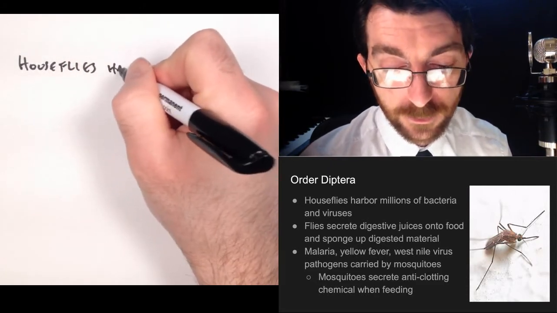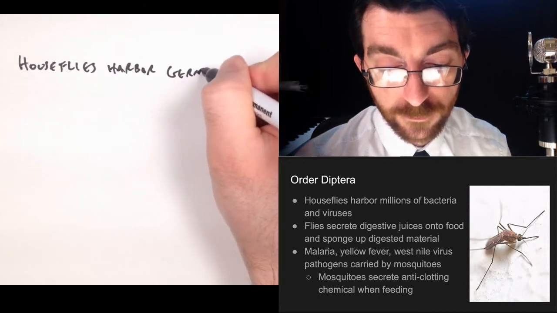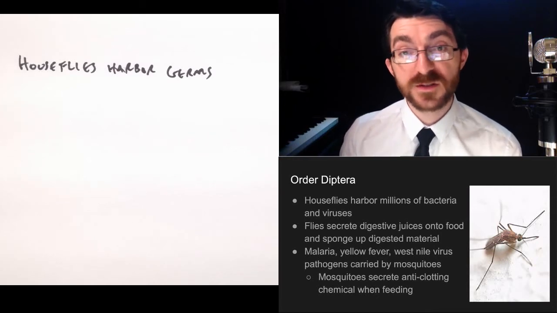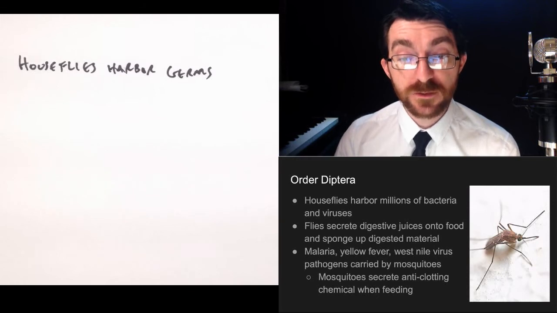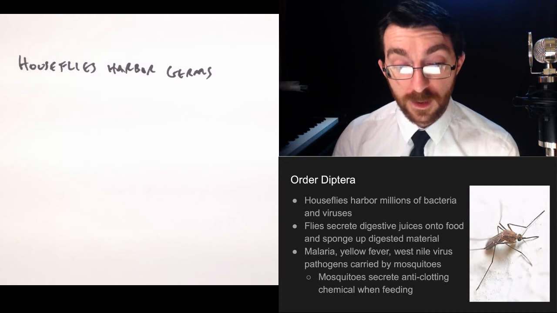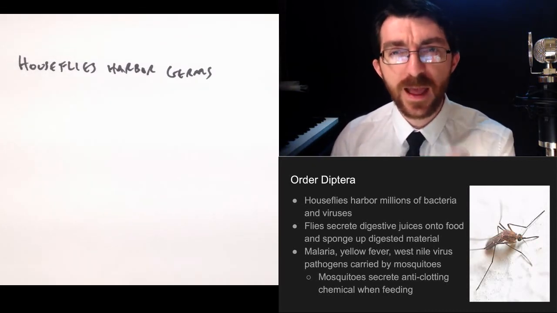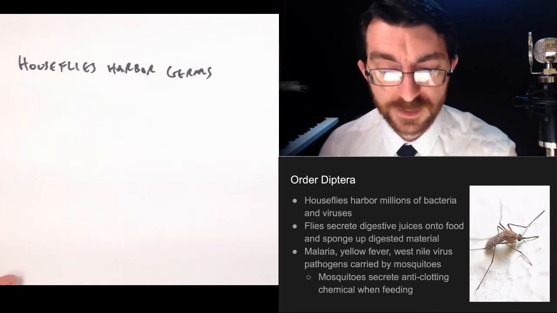Houseflies harbor lots of germs. Now, here's how they eat. If they don't have biting mouth parts, how do they eat? Well, they secrete digestive juices onto food and sponge up the digestive material. Yeah, okay. So, do you remember how, was it a planarian who would secrete digestive enzymes and then extend its pharynx and kind of suck it up? This does something similar to that.